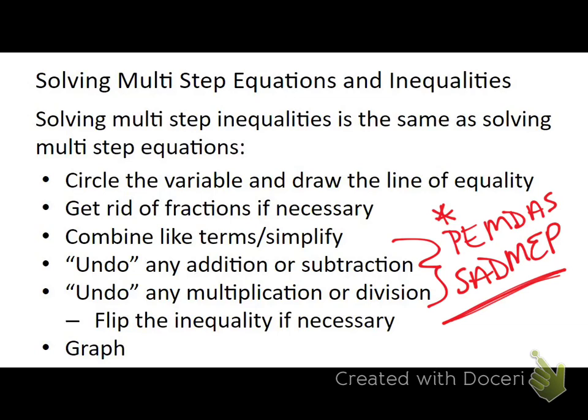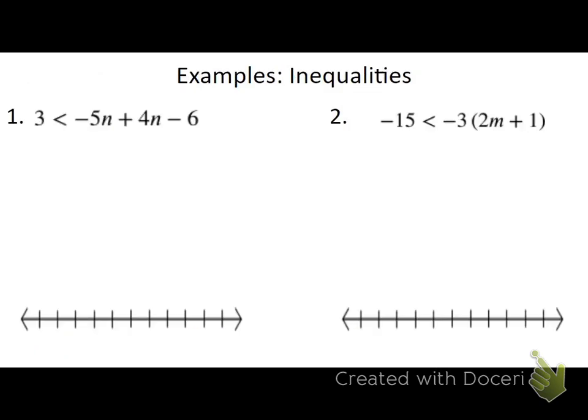Okay, so let's get into our example problems here. We're going to start with inequalities. So we're solving multi-step inequalities, which means it's going to be more than one step. You should be able to tell how many steps there are just by how many terms there are. So how many operations are up there? 1, 2, 3. So how many steps is it going to be? 3, okay? So according to your notes, step 1, we're still going to circle our variable, but in this case, how many do I have? 2. Okay. We're still going to draw our line of equality.